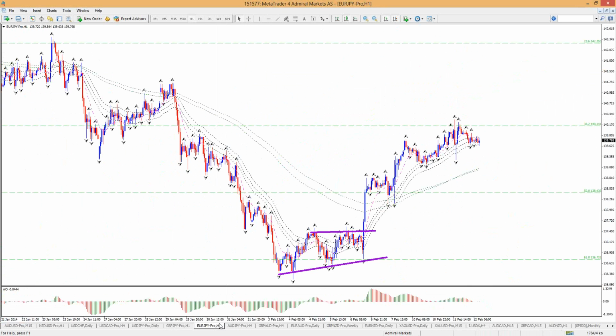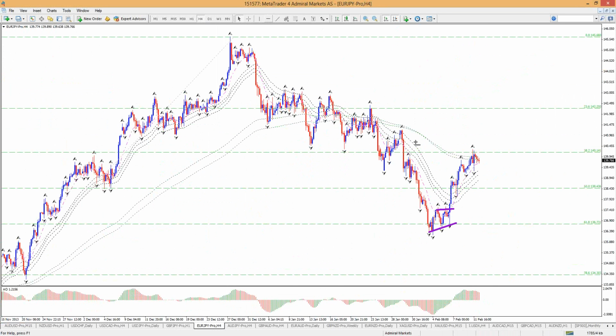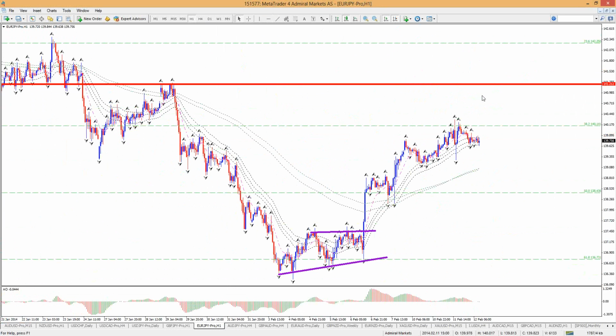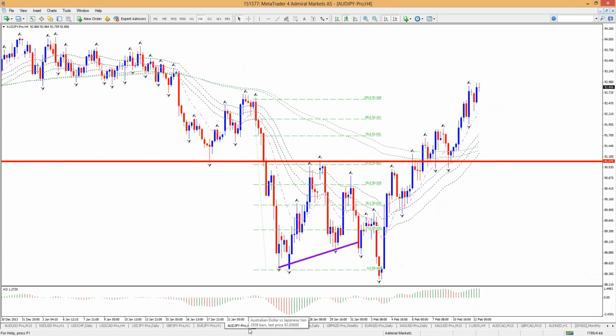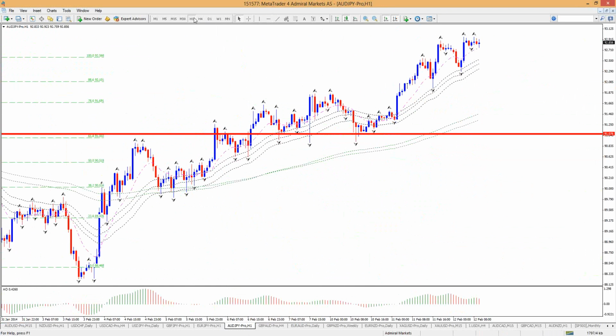Same scenario probably would hold true for the euro yen. Exact same story. It has the resistance at 141.20. It could continue up in the channel to that level. If it does reverse, then I would say we need a break of this green band as well. Same scenario. Aussie yen is pushing up.